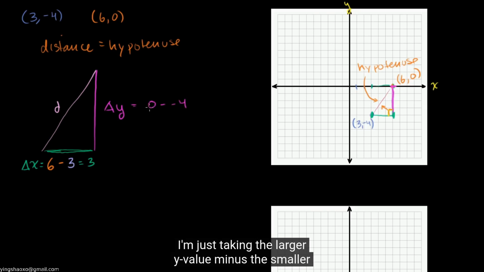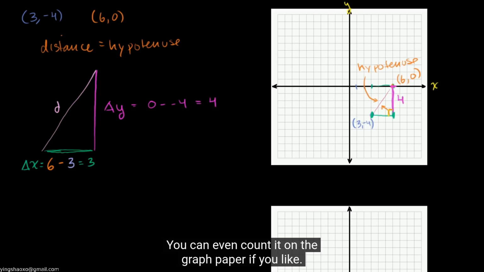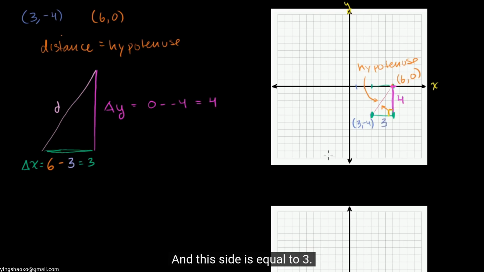I'm just taking the larger y value minus the smaller y value, the larger x value minus the smaller x value. But you're going to see we're going to square it in a second. So even if you did it the other way around, you get a negative number, but you still get the same answer. So this is equal to 4. So this side is equal to 4. You could even count it on the graph paper if you like. And this side is equal to 3. And now we can do the Pythagorean theorem.